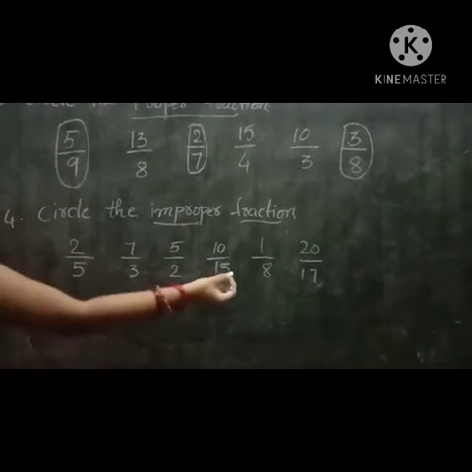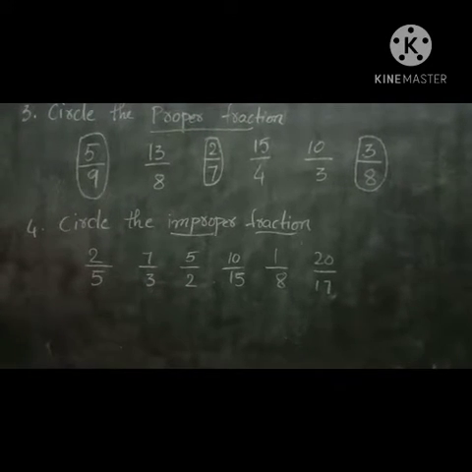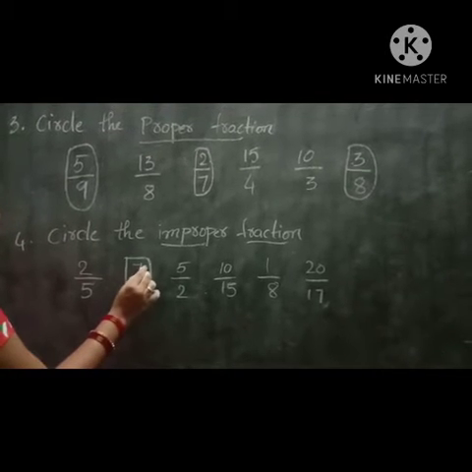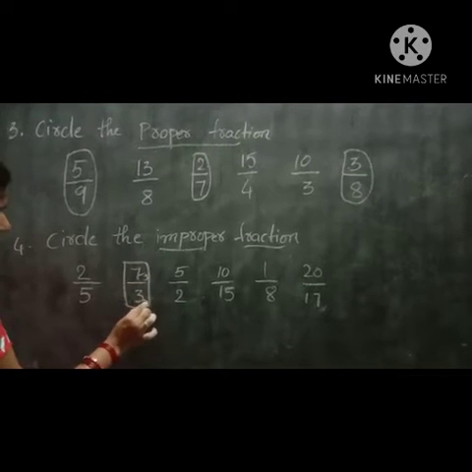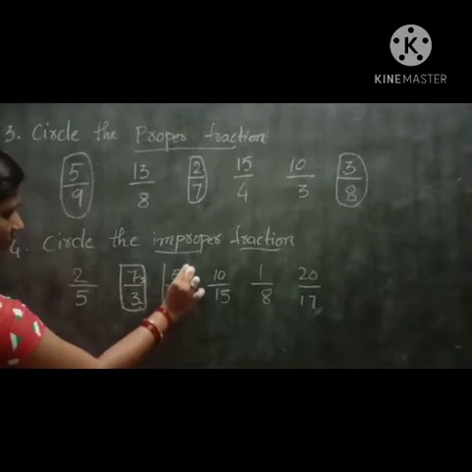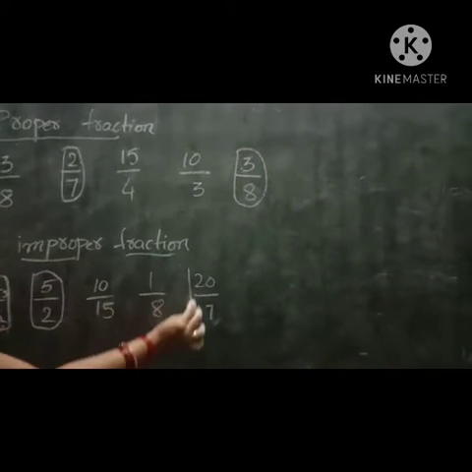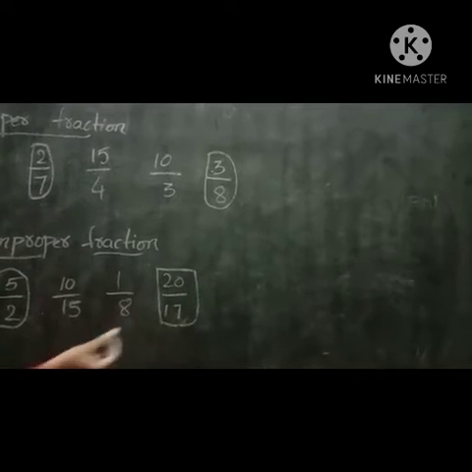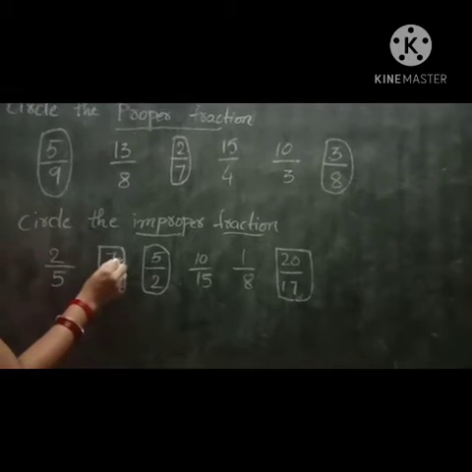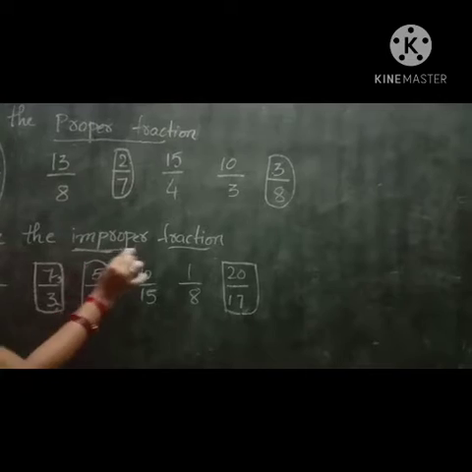See here, among these numbers, which is the improper fraction number? Tell me, children. Yes, 7 by 3. Here numerator is great number and this is a smaller number. Next, here 5 by 2. Again next, children, 20 by 17. These are the improper fractions. 7 by 3, 5 by 2, 20 by 17 are the improper fractions.